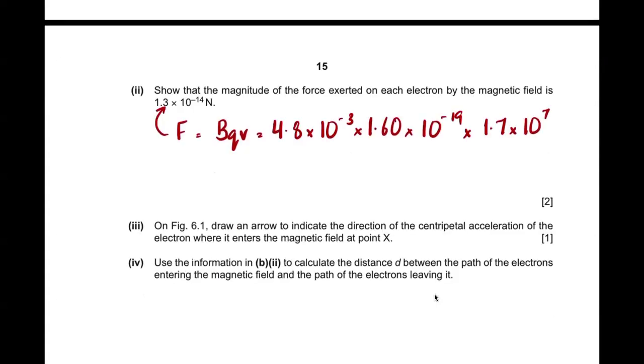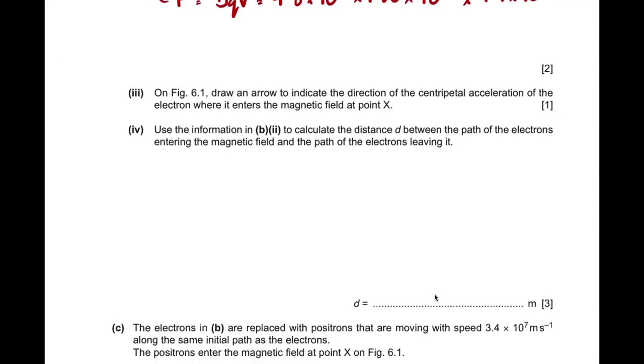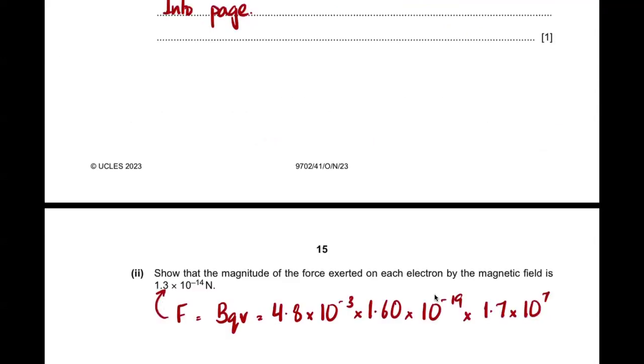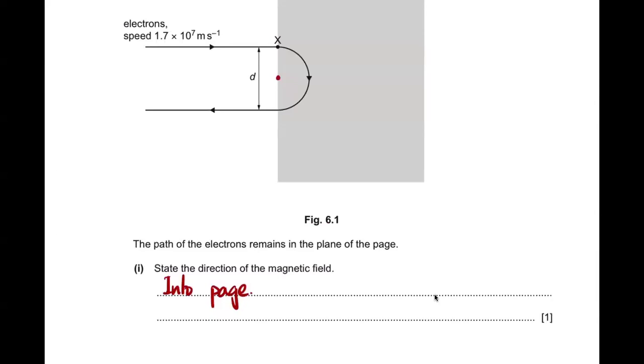On figure 6.1, draw an arrow to indicate the direction of the centripetal acceleration of the electron where it enters the magnetic field at point X. So I know that the centripetal acceleration is towards the center. This is how the arrow would look like.